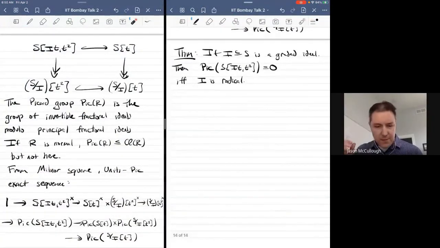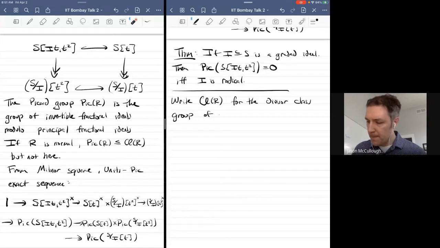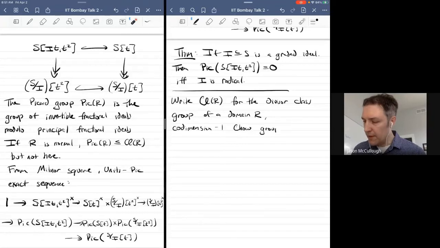So that's all I wanted to say about Picard groups. So let me say really quick what I can say about class groups. I need to be a little bit careful what I mean when I say class group. So let's denote CL of R for the divisor class group of the domain R. Some people might prefer to call this something like the codimension 1 Chow group, since I'm not assuming that R is normal.